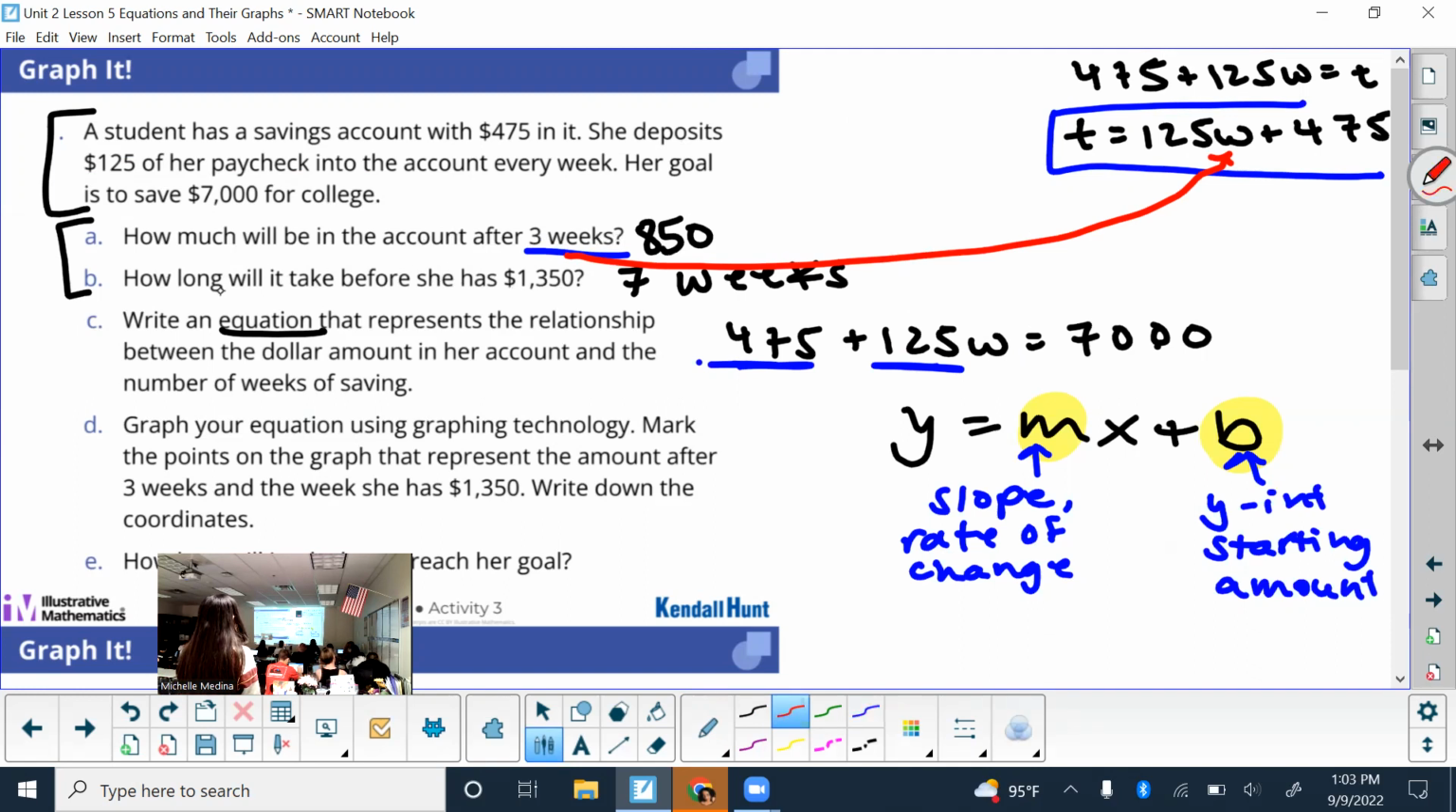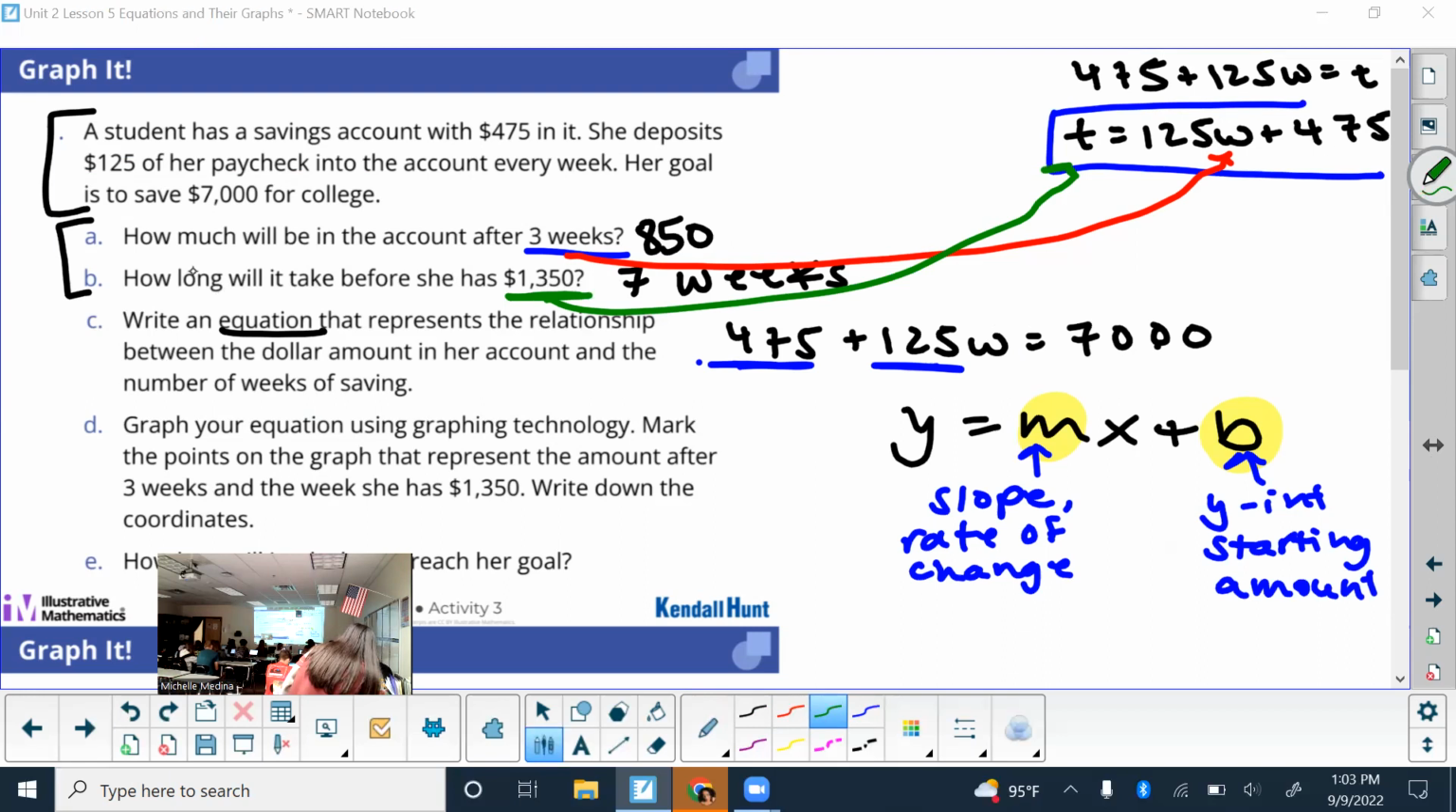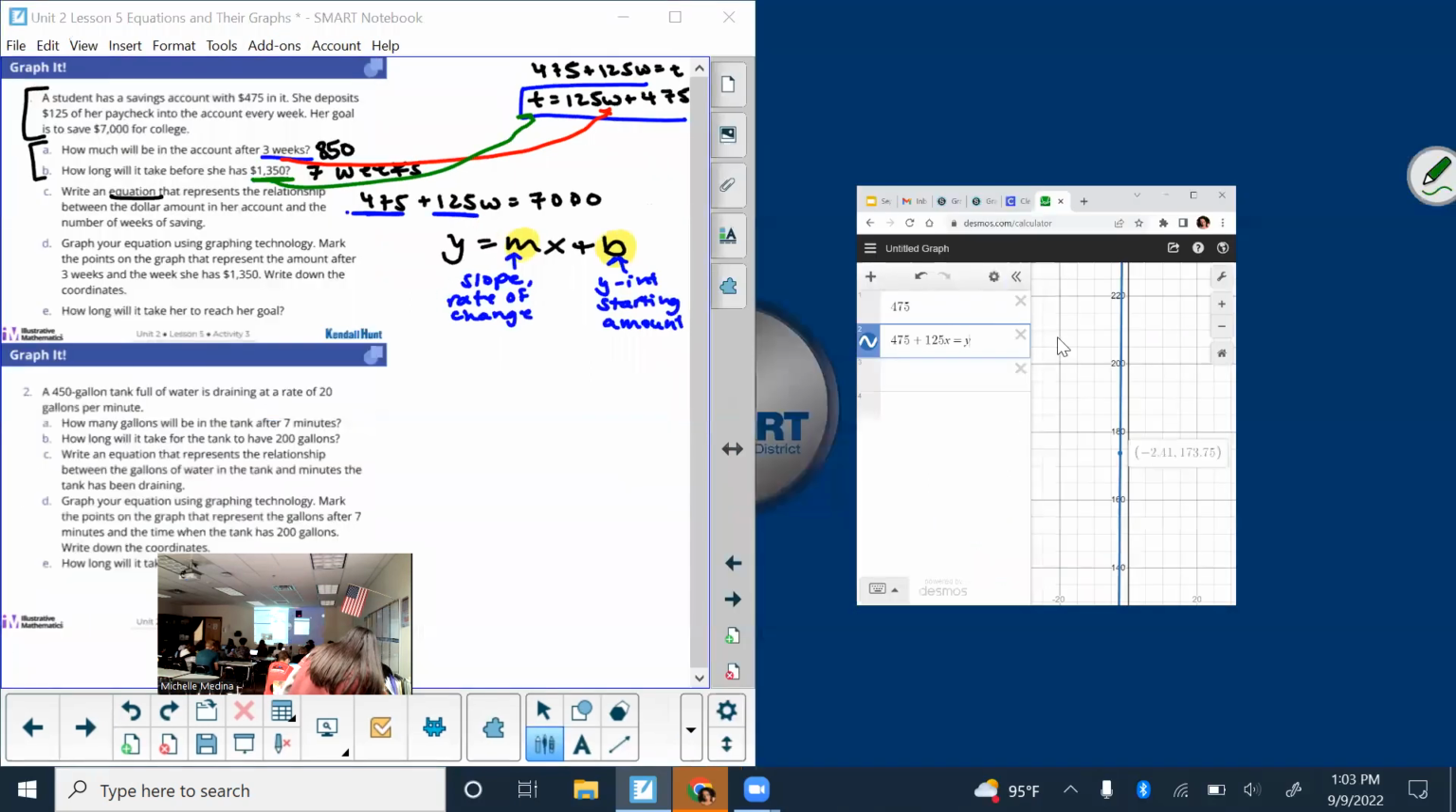Where would I plug in the 1350? Is that also referring to weeks? No. What's it referring to? The total. So I would plug it in there and then solve for W, which would have given me the 7. Again, you can also put it into Desmos and search for where the X is 3 and the Y is W.